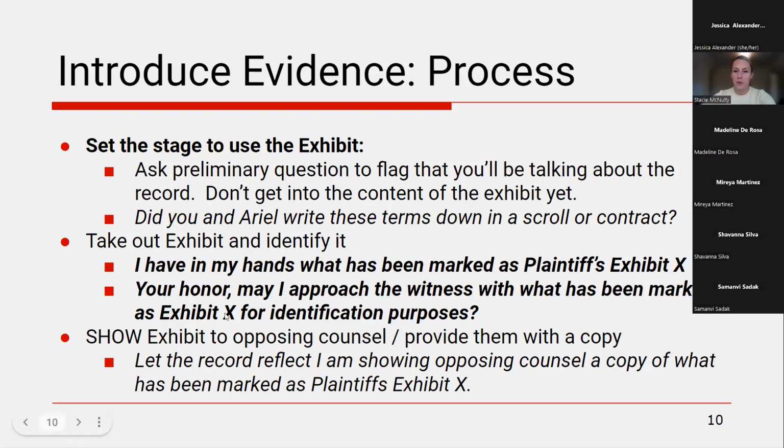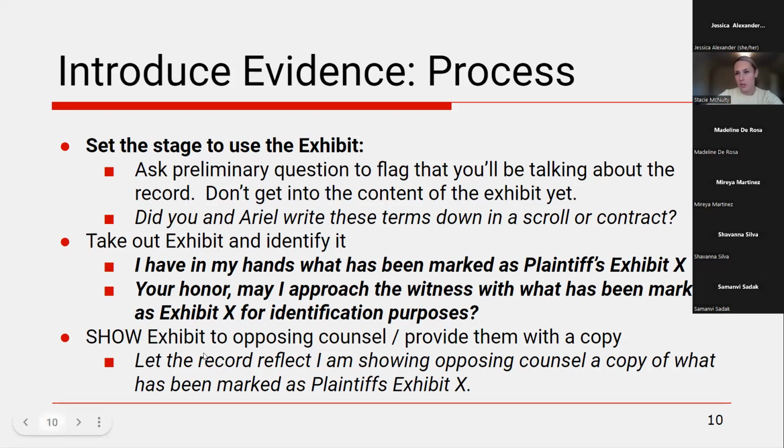Your Honor, may I approach the witness with what has been marked as Exhibit X for identification purposes? I put that in there, but sometimes during the preliminary part of the trial, the judge will say you don't have to ask me to approach. But I would plan on doing it unless you're told you don't need to. Next, after you take it out and identify it, you need to show it to opposing counsel and provide them with a copy.